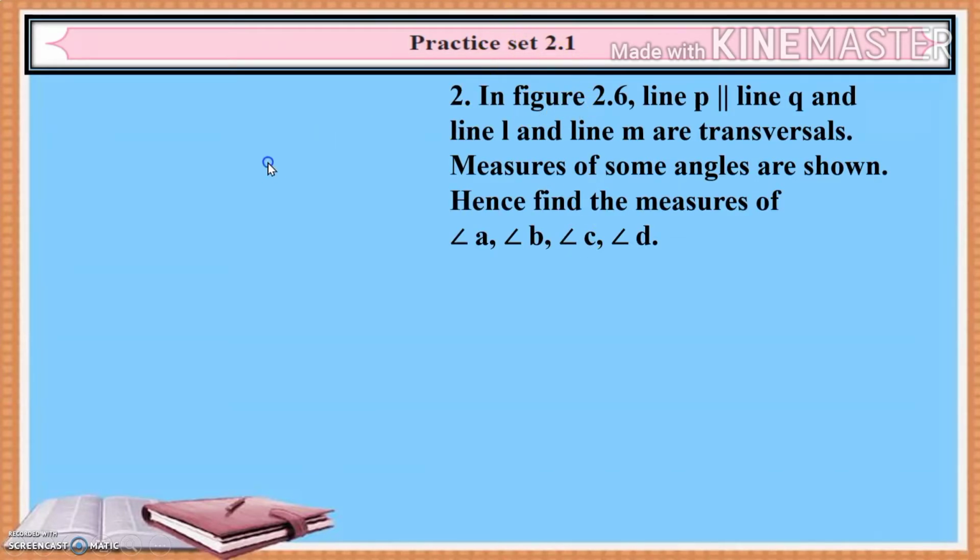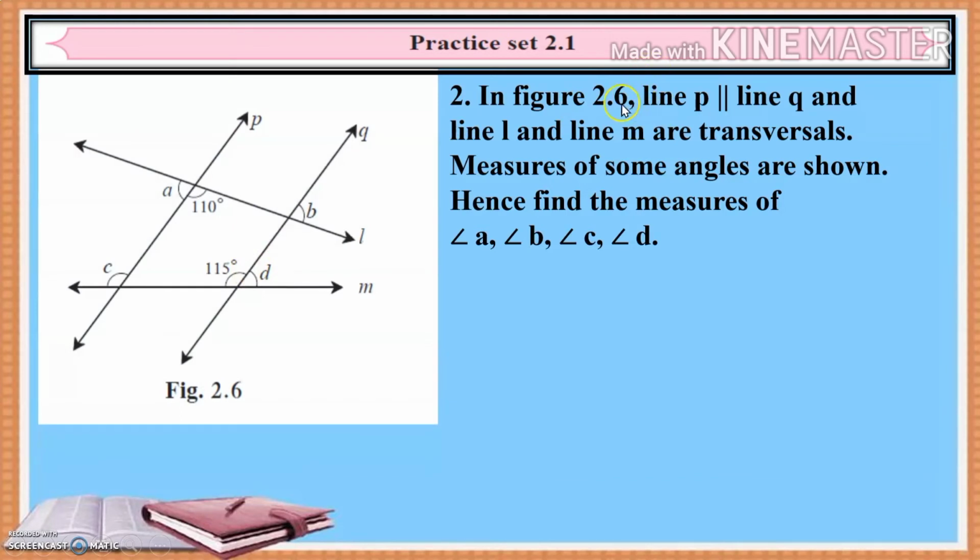Now in the figure, where is the figure? This is the figure. In figure 2.6, line P is parallel to line Q and line L and M are transversals. Measures of some angles are shown. Hence find measures of angles A, B, C, D. Now in this figure, P and Q are the parallel lines. L and M are the transversals, and angle A is here, B is here, C is here and D is here. We have to find the measures of these unknown angles.